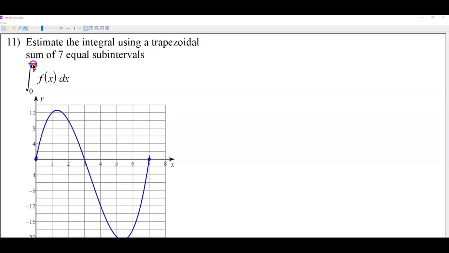This one should have said 7. I'll fix it before I upload it. So now we're going to do trapezoidal sums. 7 equal subintervals. So since we're doing intervals of 7, right? Last minus first over 7 equals 1. We're going by 1. So starting at 0, we're going to put a dot every time we go over 1.